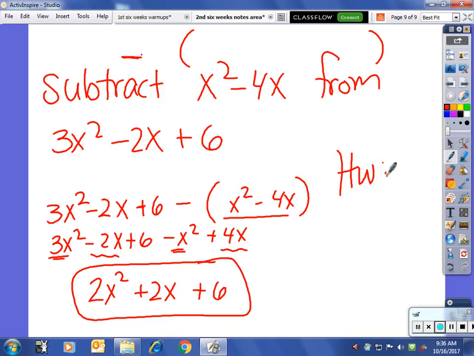All right, your homework is going to be on page 156. How about 1 to 25, just the odds? Y'all know what odds are, right? Like 1, 3, 5, 7, 9, 11, 13. It's only like 14 problems.